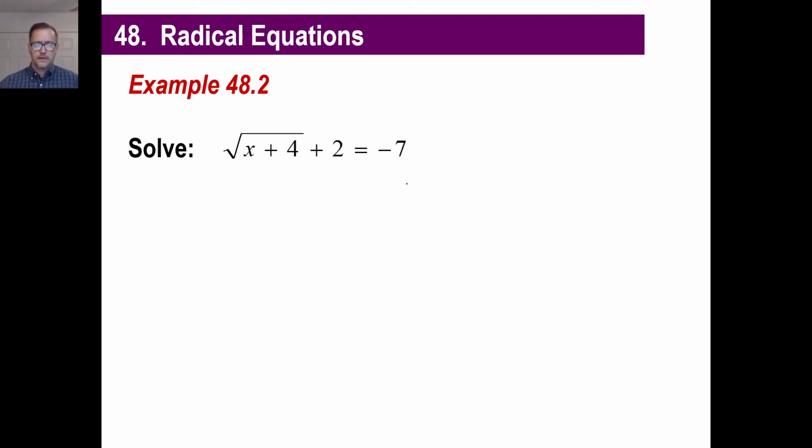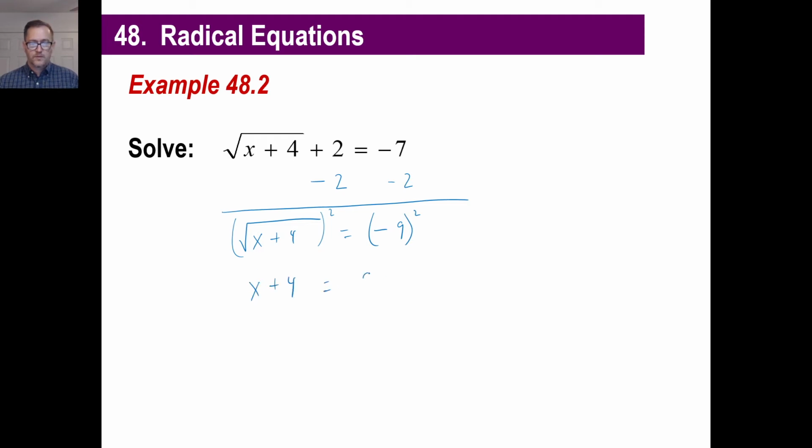Take a second. If you need to pause, copy this down. On this one, we need to take 2 away from each side. Then we have square root of x plus 4 equals negative 9. To get rid of this square root sign, we're going to have to square both sides. Now we have x plus 4, and that equals 81. Then of course we take away 4 from both sides. There is our answer, 77.